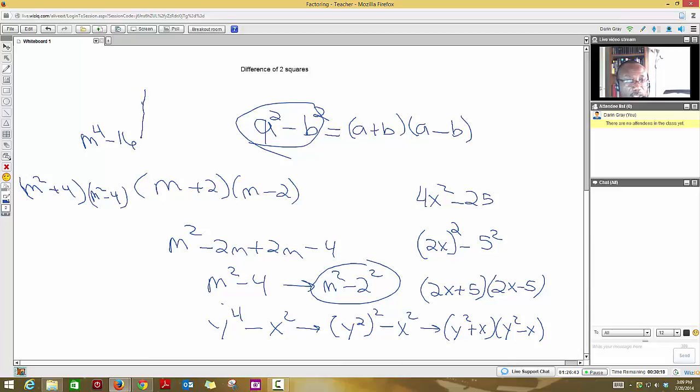Let's draw a little bit of a line here to make sure that we see that those are two different problems. But notice here, we still have another difference of two squares. So our m squared plus 4 is going to stay. We're going to end up with m plus 2, m minus 2. So this is the case of the difference of two squares.